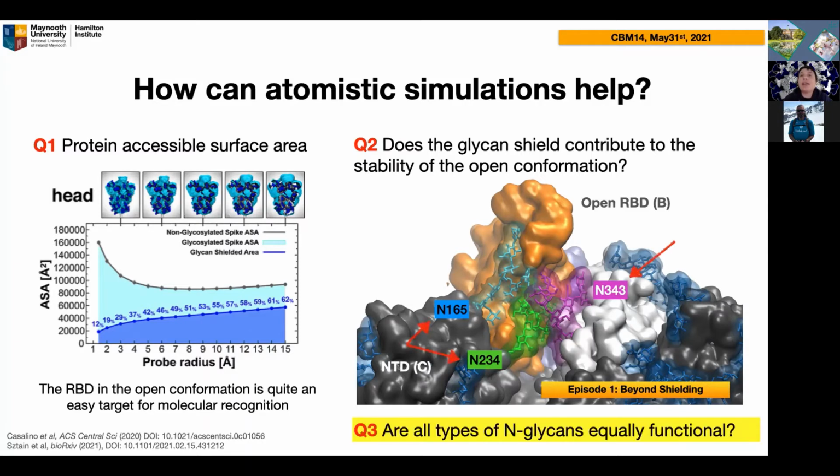The second question that we had, which can be addressed by simulations, is the following. At these sites there are all types of different glycans. As you know, there are very many types. Are all equally functional, or does the glycosylation type affect the ability of the spike to work? That is actually a fundamental question, and I'll explain why.